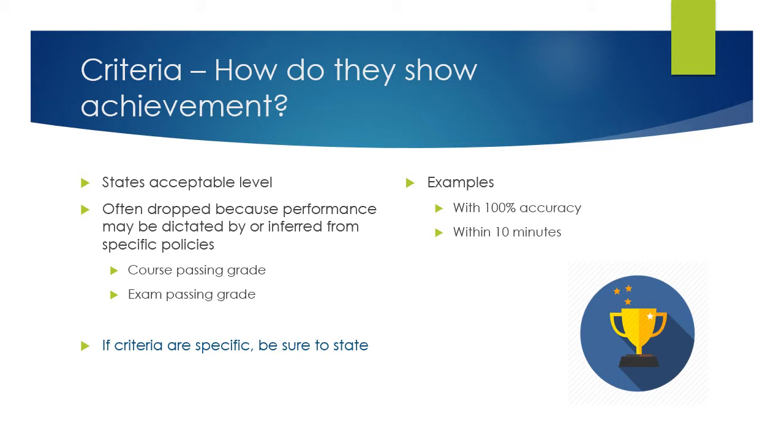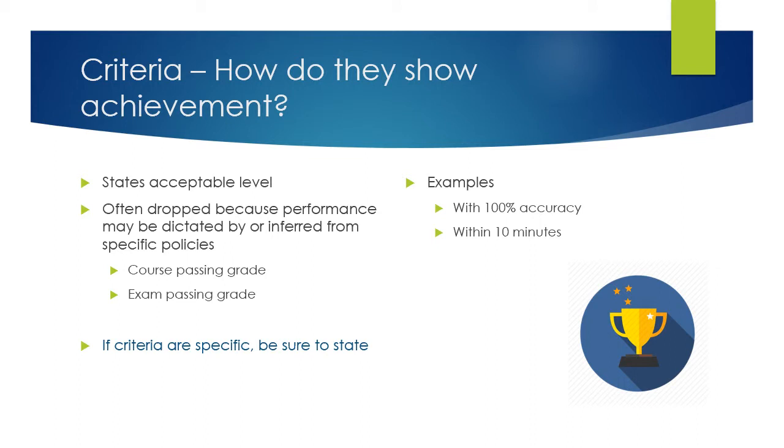A couple of examples of criteria that would be all-encompassing and wouldn't necessarily need to be stated in an objective are the passing grade that's required for a course or a passing grade that's required for an exam. But if you have specific criteria, be sure to include them. If you have an objective that's a little bit different from the other ones, be sure to state the criteria if it's specific to that objective.